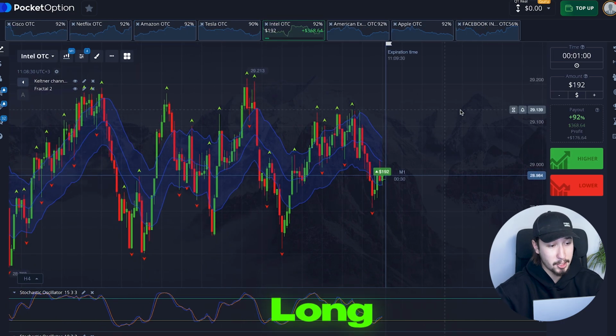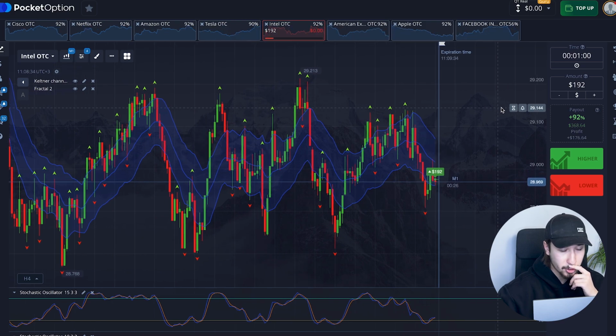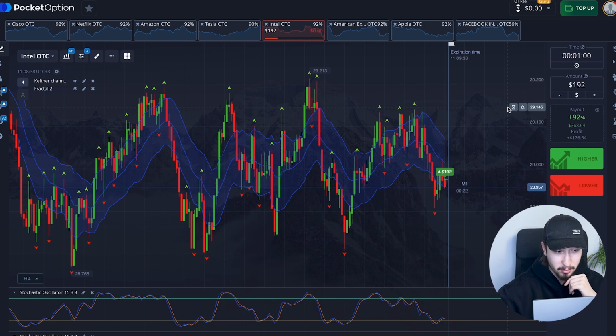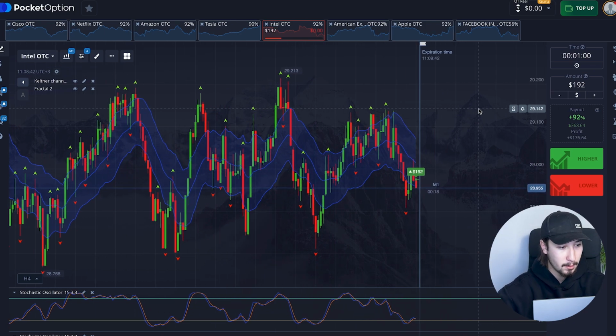Alright, long position here. Quite strong volatility in dynamics and flat movement prevails on this asset, shares of the company Intel.